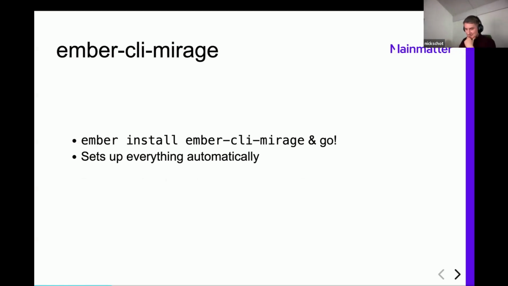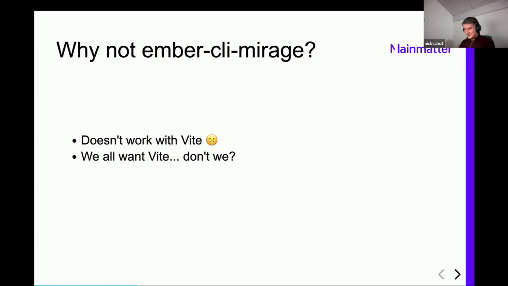Let's continue. So what we are used to in the Ember world is ember-cli-mirage. That's the original add-on from which Mirage JS was extracted. And until recently, or maybe you're still doing this, we would really just ember install ember-cli-mirage and then be ready to write our tests. This worked very well until now. Why until now? Well, because of Vite. We all want Vite. And unfortunately, ember-cli-mirage doesn't work with that.